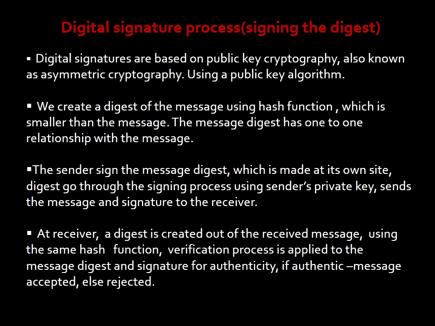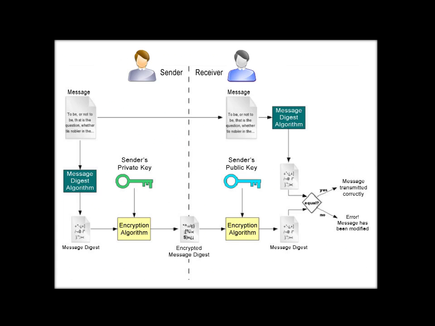So basically, in short, the process is that the sender uses its private key to sign the document, not verify, sorry, sign the document, and sends it to the receiver. The receiver again creates a digest using the same message, verifies it, and accepts it if it finds it authentic. If it finds it valid, it accepts it, otherwise it will reject it.